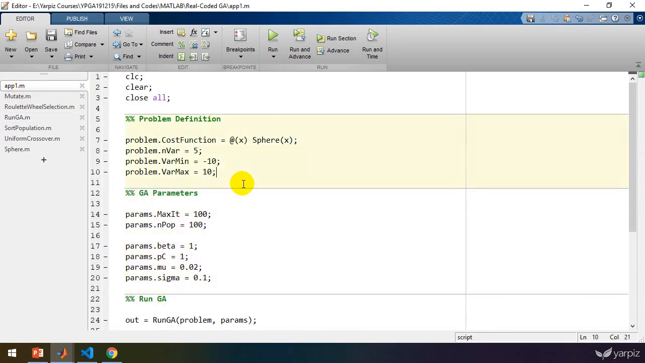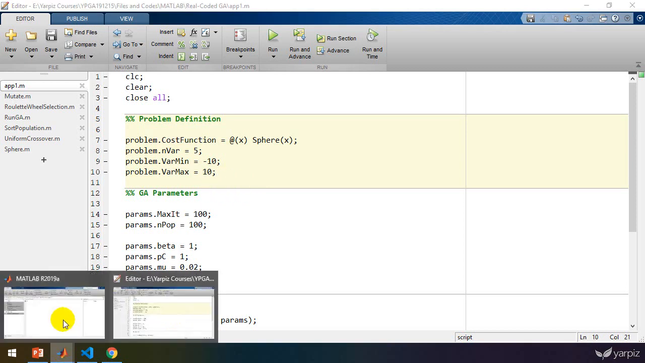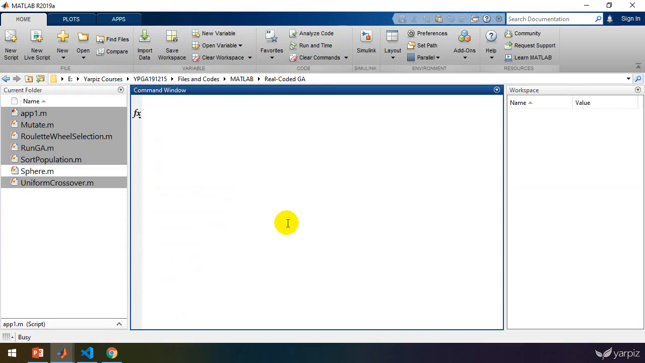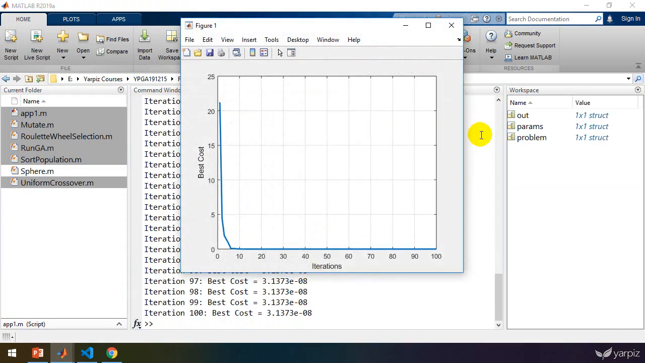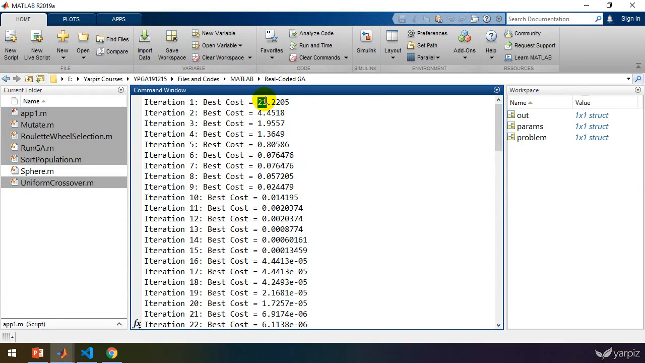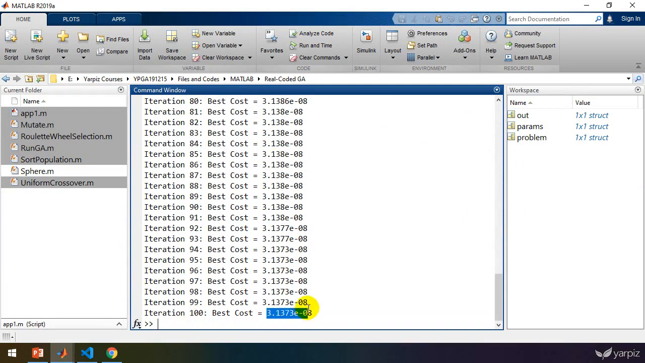You see, the general structure of the genetic algorithm is the same, but operators and some minor modifications converted the binary genetic algorithm to a real coded genetic algorithm. I'm going to run this APP1, and you see we have 21 as the first best cost at the end of the first iteration, but here we are very close to zero at the end of the 100th iteration.